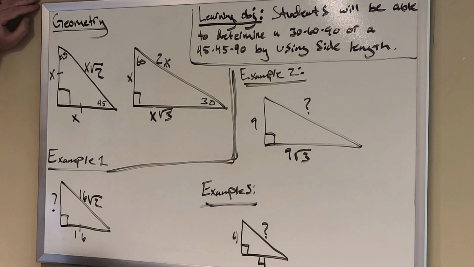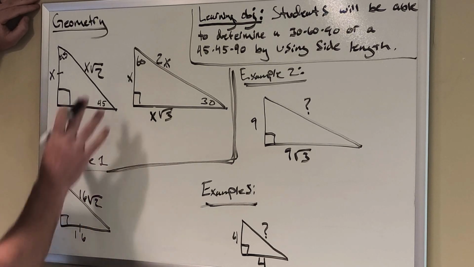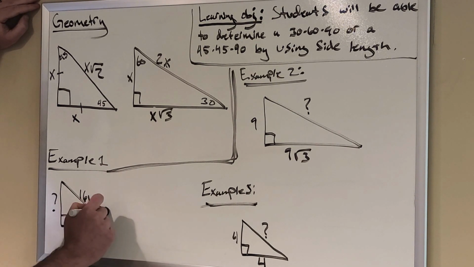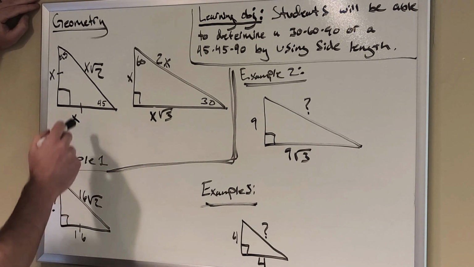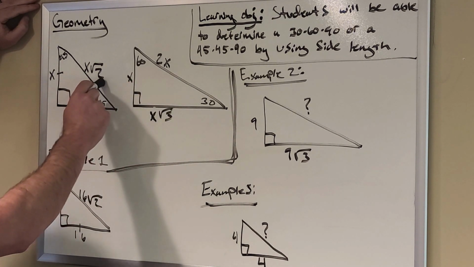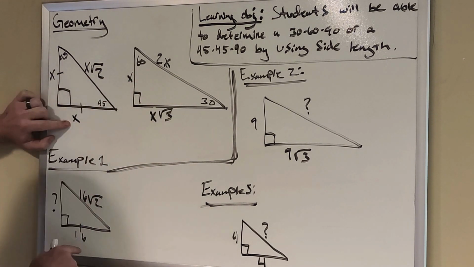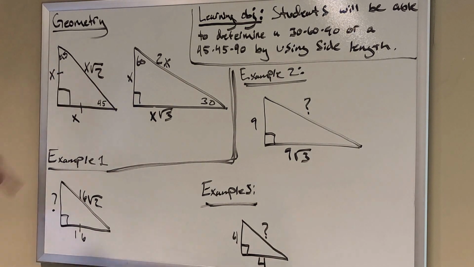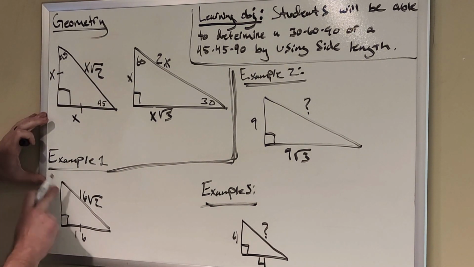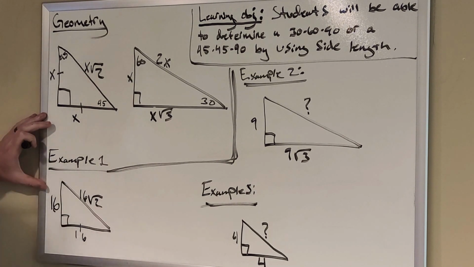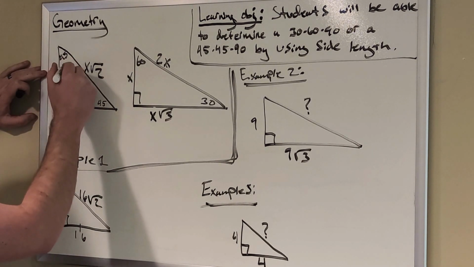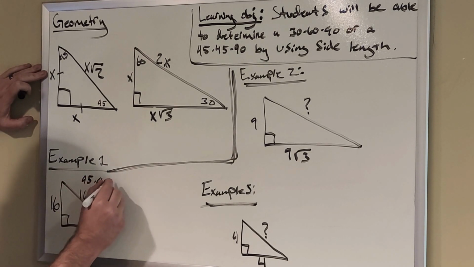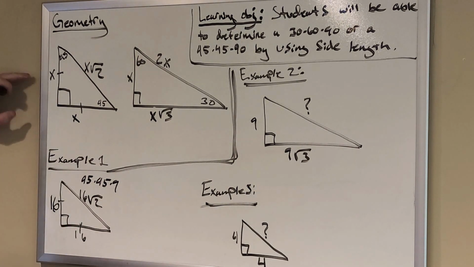All right, so I take a look and I say, would this match up to either of these triangles up here? If I have a 16 on one of the legs and then a 16 square root 2 is my hypotenuse, wait a second, x square root 2. 16 would be my x, 16 would be my x square root 2. Okay, so that means that this side here has to also be 16. And then that makes this a 45, 45, 90. So 45, 45, 90, which means that those two sides are the same.